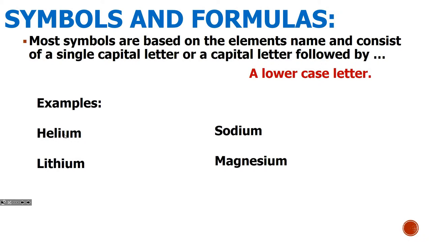So for example, here we have helium. Helium would be He, capital H, lowercase e. Lithium, capital L, little i. Sodium, Na, and magnesium, Mg. Notice the second letter is lowercase on both.